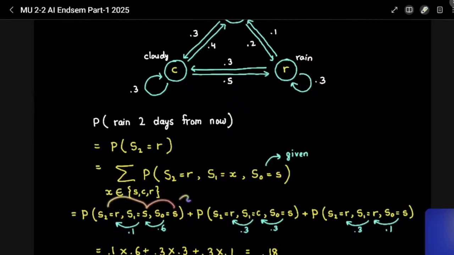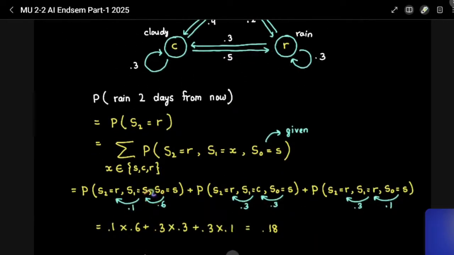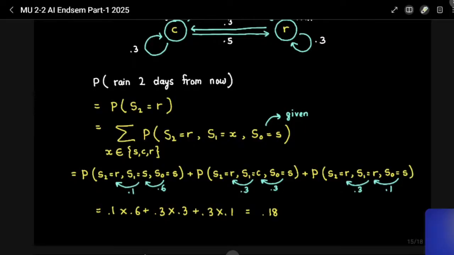So sunny to sunny, if you look at this, it is 0.6. So sunny to sunny is 0.6. And sunny to rainy is 0.1. Sunny to rainy is, is it 0.1?